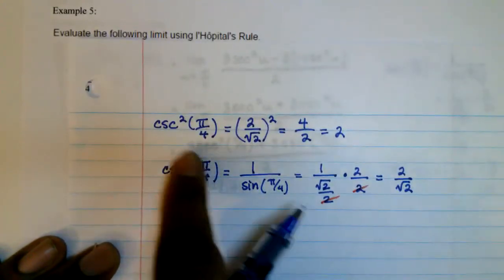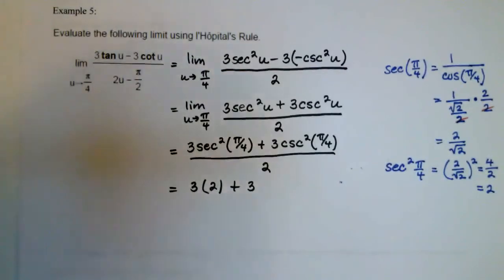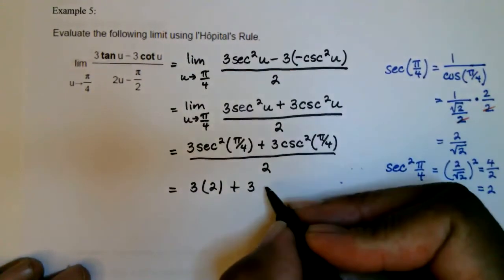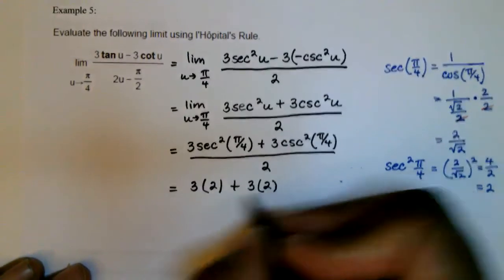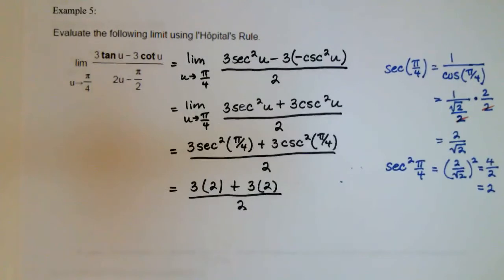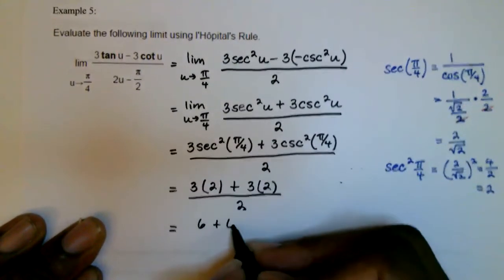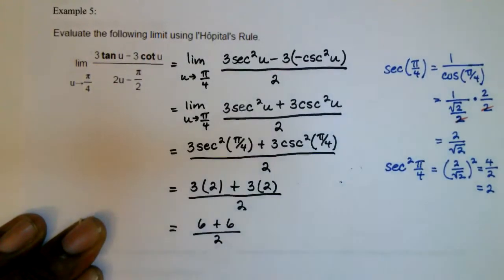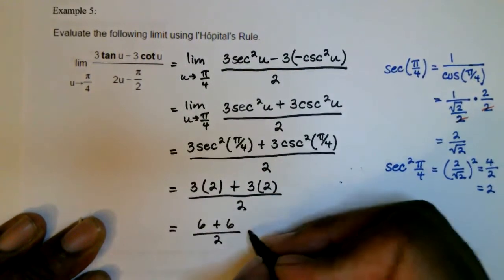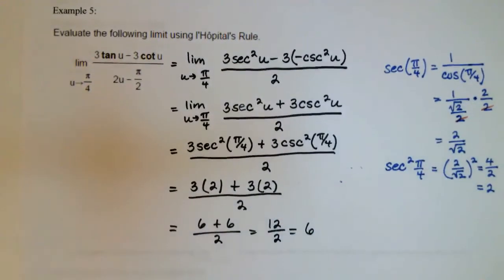So the cosecant square of pi over 4 would end up being 2. So in this problem, this is what I'm going to have: 3 times the cosecant square of pi over 4, that's also 2. All of this will be divided by 2. All right, so now let's simplify that numerator. 3 times 2 is 6, plus 3 times 2 again, that's 6, divided by 2. 6 plus 6 is 12. 12 divided by 2 is 6.